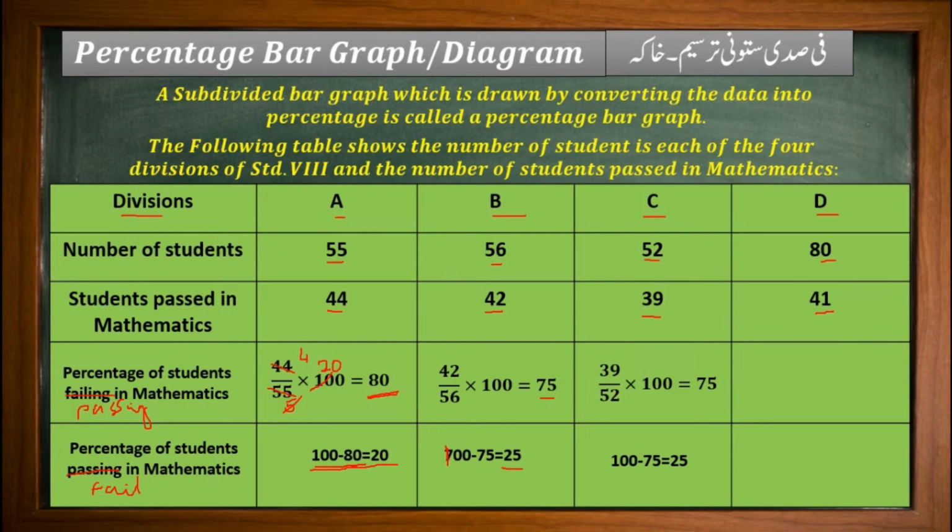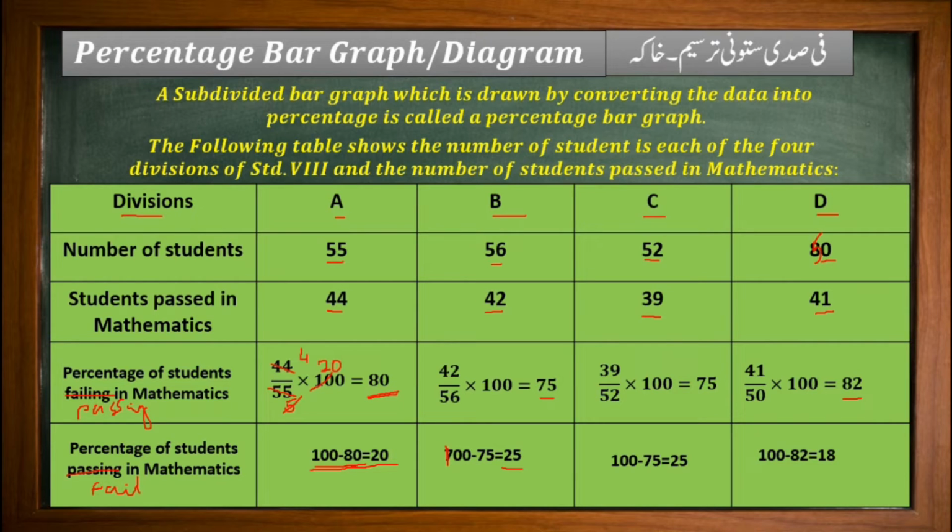Now we'll move to the D division, and in this division there are 50 students in total in the class, not 80. 41 students passed. So 41 upon 50 into 100 means it will be 82. Then 100 minus 82 and we'll get 18%.